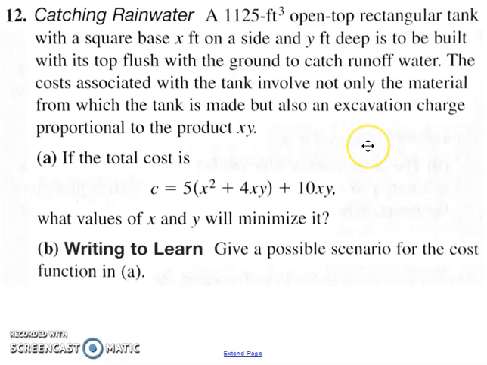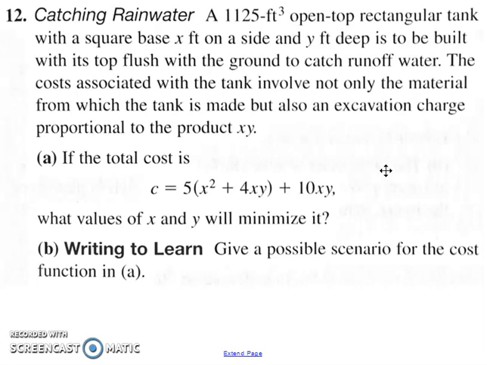The cost associated with the tank involves not only the material from which the tank is made, but also an excavation charge proportional to xy. So basically, they've done all of the math for us. I'll talk about the different parts here in a second. But anyway, they're telling us this is the total cost. This is what we need to minimize. So we have to find the x and y to minimize it.